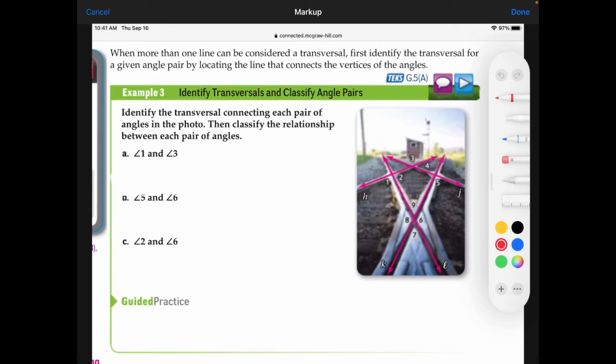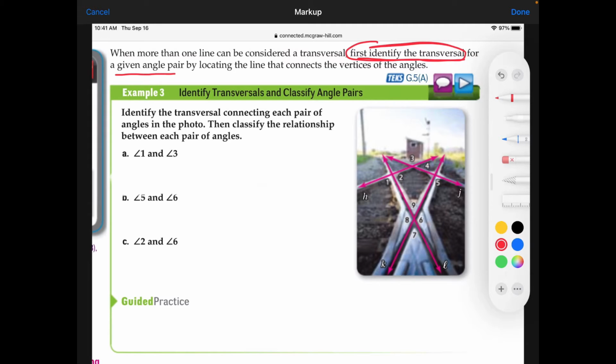So continuing the conversation of transversals, let's do some real-world examples here. It says here, when more than one line can be considered a transversal, first identify the transversal for a given angle pair by locating the line that connects the vertices of the angles. So first, identify the transversal. That's important.